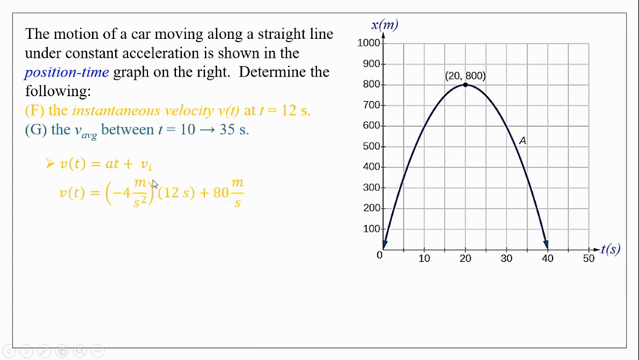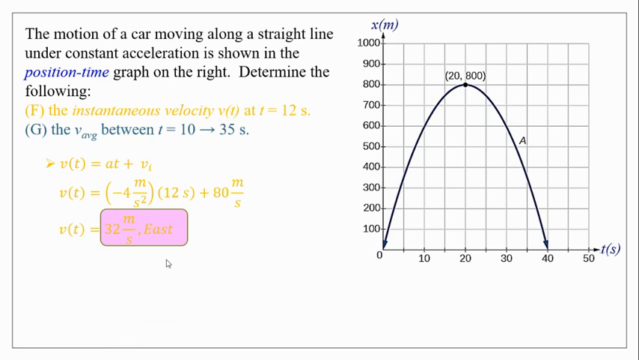We know what A is. A is negative 4 meters per second squared for the whole entire problem. Well, how much time? 12 seconds. I've chosen to use 12 seconds because I want to start my problem from time equal to 0. But if I start my problem from time equal to 0, my initial velocity, which I found in the previous part at time equal to 0, is 80 meters per second. So if you simplify it on your calculator, you should get a value of 32 meters per second.